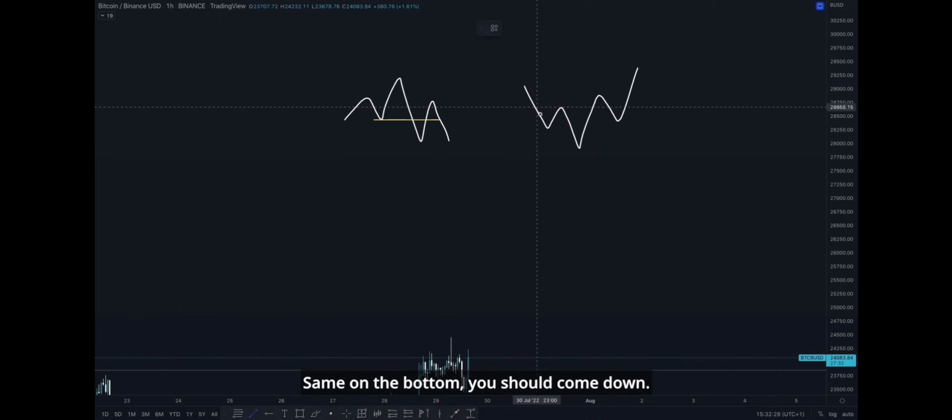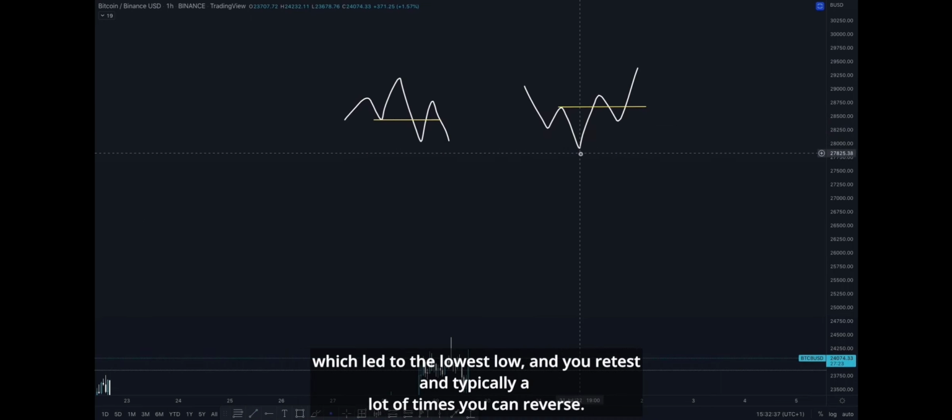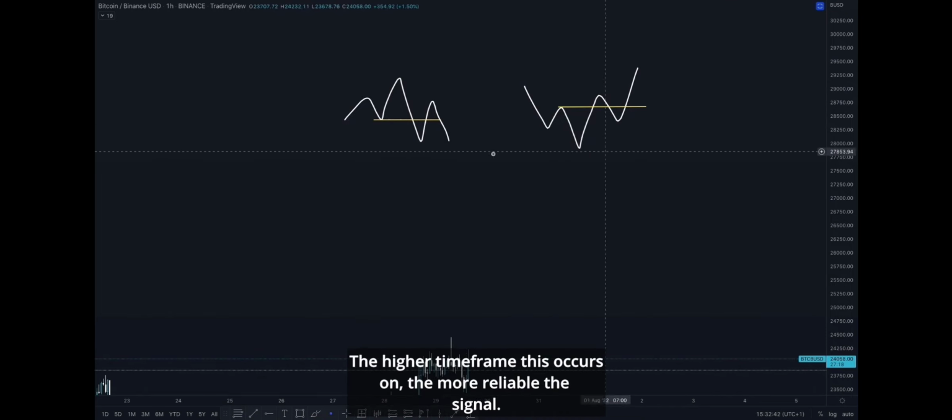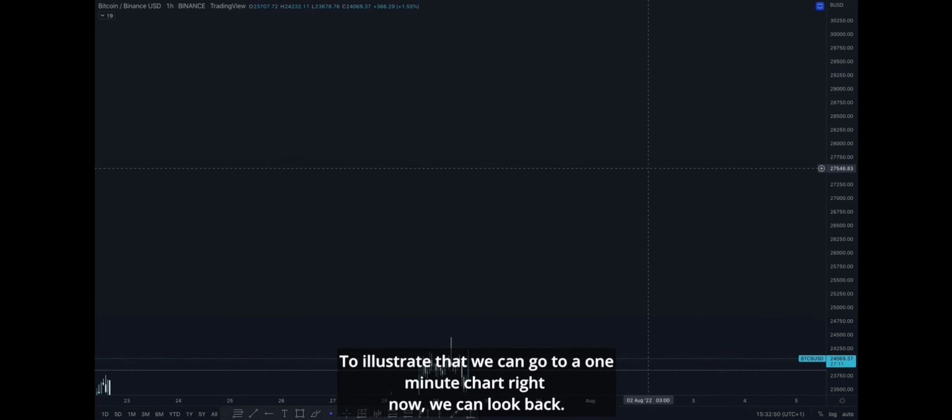Same on the bottom. If you come down, you make a low, you make a high, you make a lower low, you then break back above the high which led to the lowest low, and you retest. And typically, a lot of times you can reverse. The higher time frame this occurs on, the more reliable the signal. This happens on a 1 minute chart. Don't expect it to work every time. To illustrate that, we can go to a 1 minute chart right now.